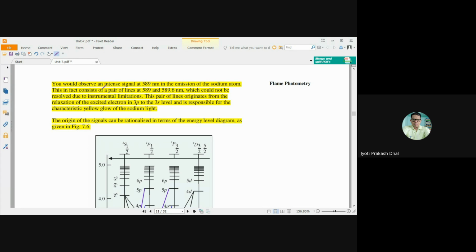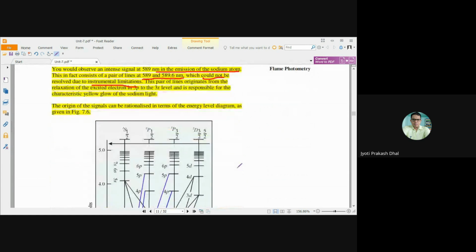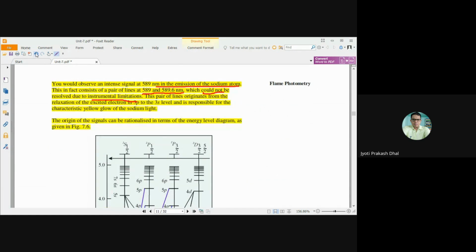You can observe an intense signal at 589 nanometers in the emission of the sodium atom. This in fact consists of a pair of lines, at 589 nanometers and 589.6 nanometers, which are not resolved due to instrumental limitation. The pair of lines originates from the relaxation of the excited electron from the 3p to the 3s level and is responsible for the characteristic yellow glow of sodium light.